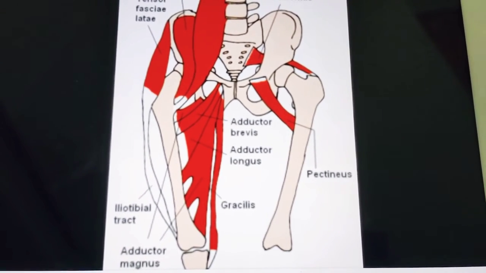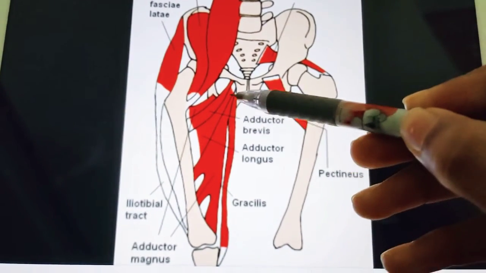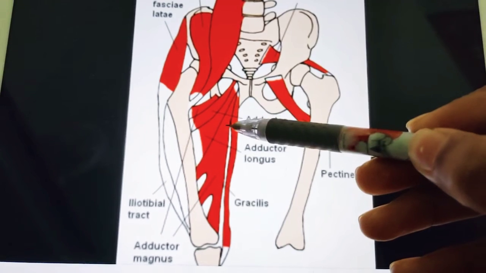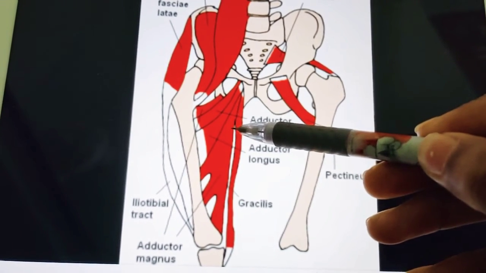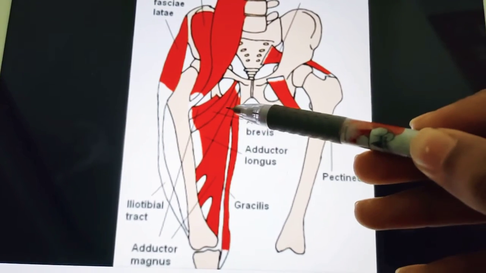The first muscle which we are discussing in the medial compartment is our adductor longus. You can see it's a long muscle, right? This adductor longus is actually a triangular muscle. It is forming the medial part of the floor of the femoral triangle. So it's the medial part of the floor of the femoral triangle.